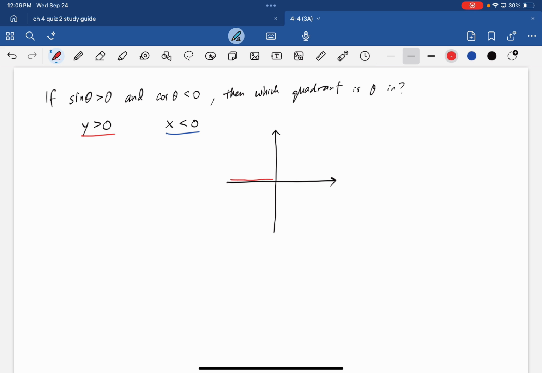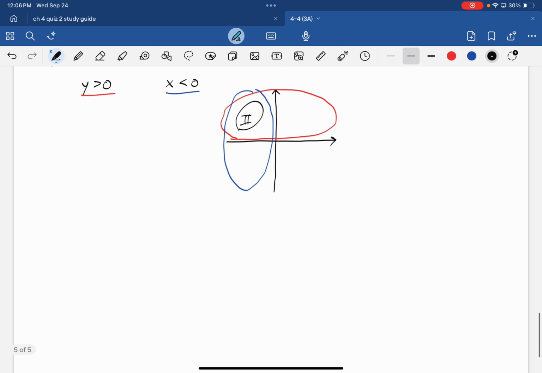All right, so y is greater than 0 in these two quadrants, and x is less than 0 in these two quadrants. So that means the answer is quadrant 2. Any questions? All right, I'll give you another one to do by yourselves.